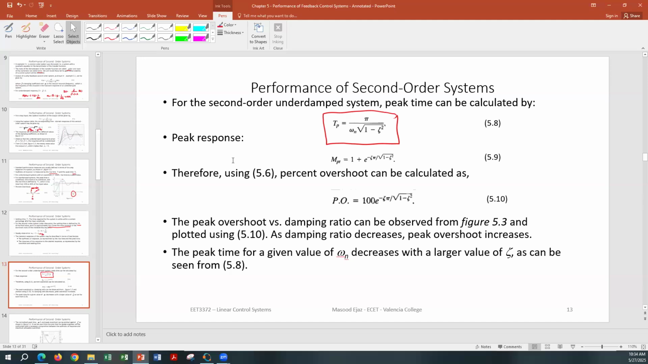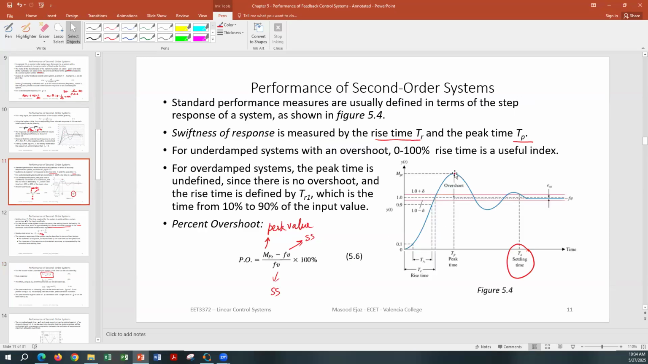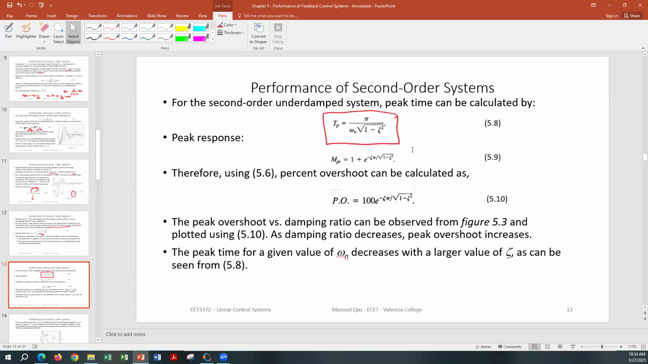Response at the peak time, which is the peak response, can be calculated using this expression. Again, graphically, you can always go and put your cursor over here to see what is the value of y, and that's the peak value. And mathematically, of course, it can be calculated using this expression.